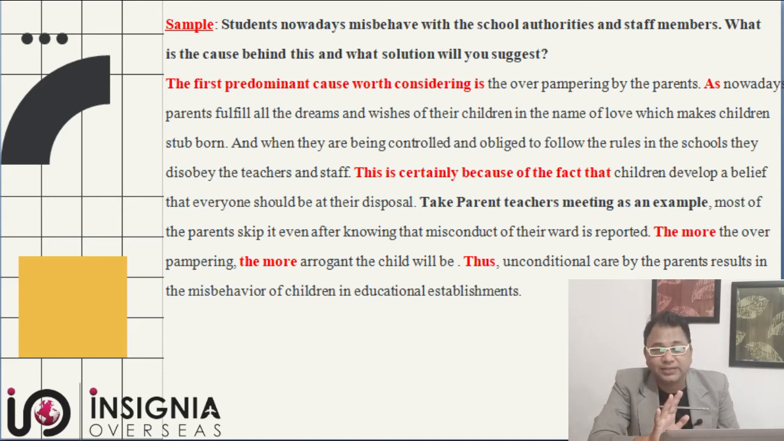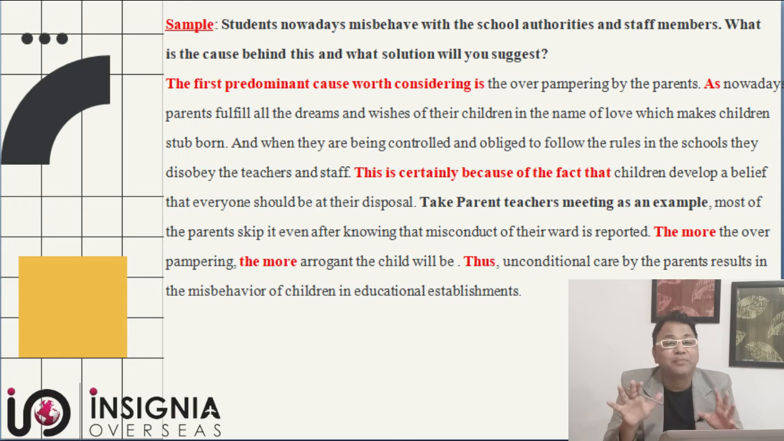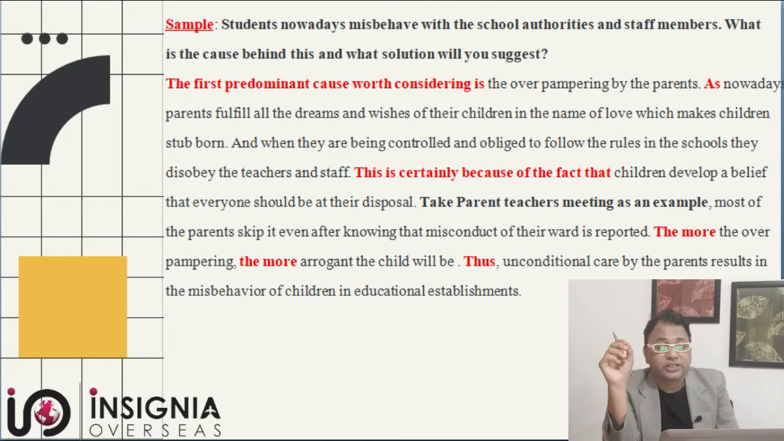And let's take that the main problem why students and youngsters misbehave with the school authorities and staff is over pampering by their parents. On the basis of this idea, let's create an entire BP using the structures I have just talked about. Let's start the BP. The first predominant cause worth considering is the over pampering by the parents.